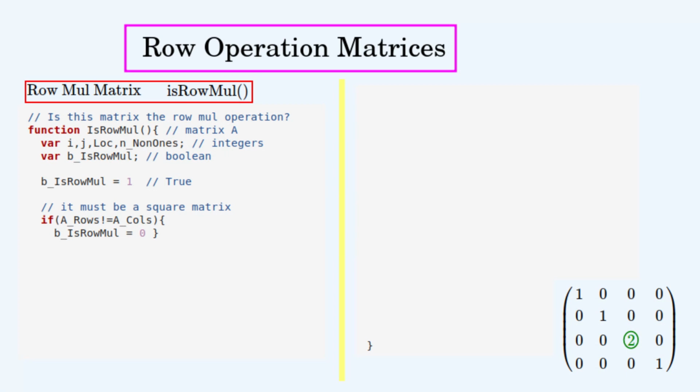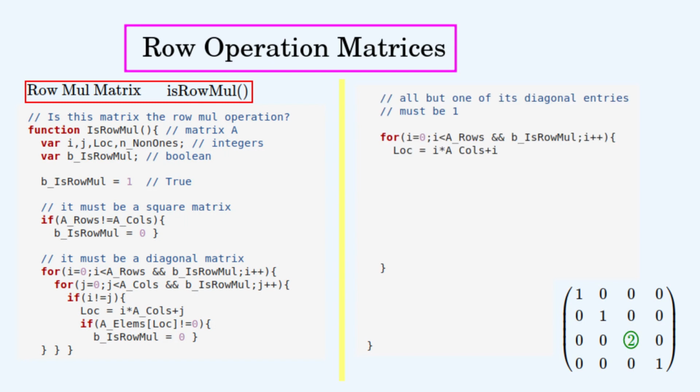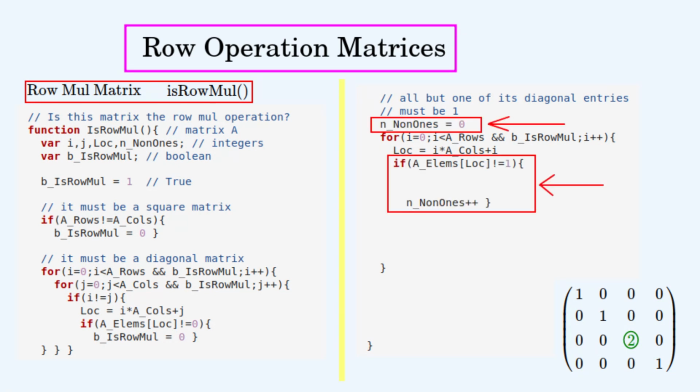So it must be a square matrix. If it isn't, then this variable will be set to false, and we won't enter any of the loops. It must be a diagonal matrix, with all of the entries in the non-diagonal region being equal to 0. We must then test to see if this diagonal is like this, with all 1s and one other element being equal to a number that's not 1 or 0. We'll make up this loop. Then we'll count the number of non-1s in this diagonal.